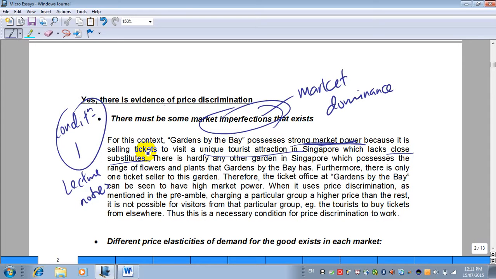And why are there few close substitutes? It's a very unique tourist attraction. It possesses a very large range of flowers and plants. And in fact, if you look at the tall structures that they have there, they are all very unique. Furthermore, there is only one official ticket seller to this garden. Therefore, the ticket office at Gardens by the Bay can be seen to have high market power. In general, they have a high ability to increase price, to increase their TR, so as to increase their profits.